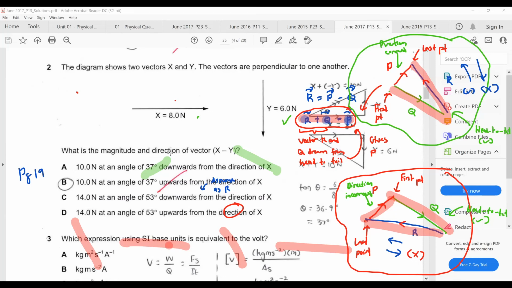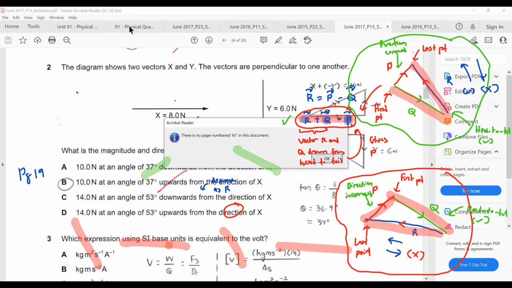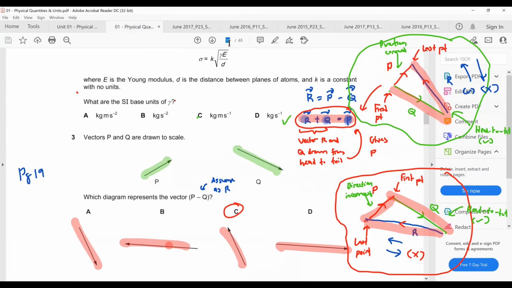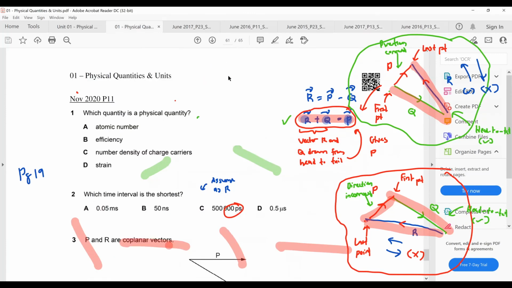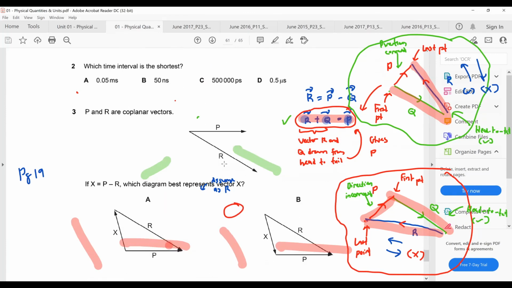So then let me see another one. There's actually two more examples that I think I should go through with you. Okay, 61. Okay, now page 61, question 3. You can try and do this later as your homework. Okay, page 61, question 3, which is this one.